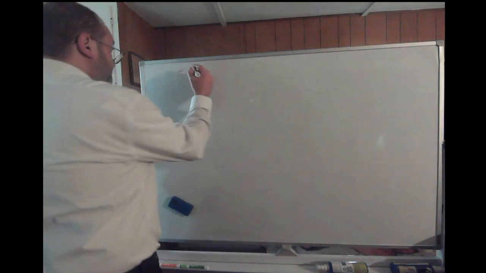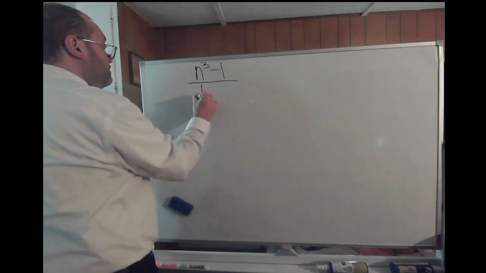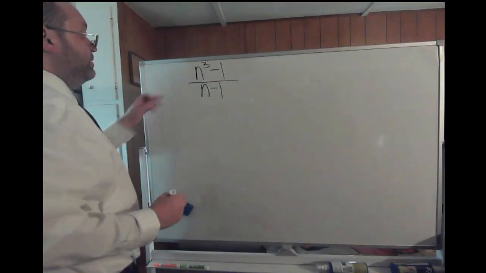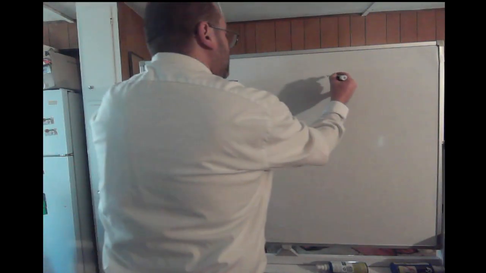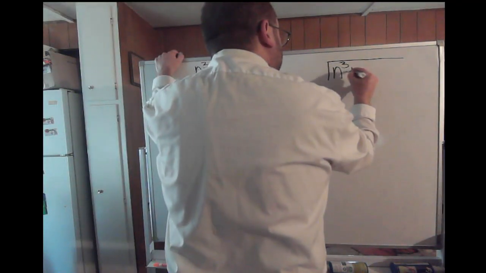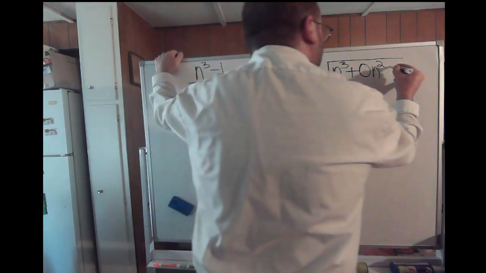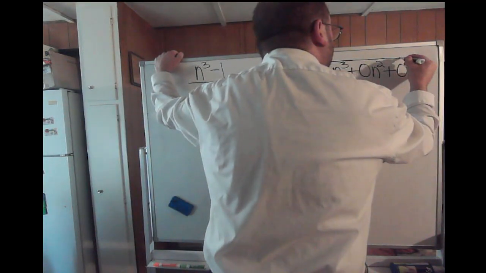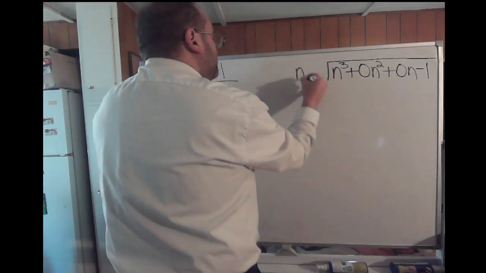How about this one? We have n to the third minus 1 all over n minus 1. Well, let's go ahead and set up our dividend here. We have n to the third, but we have no n to the second term, so that'll be 0n to the second. We have no n to the first term, so we'll also have plus 0n. But we do have a negative 1 term, so we'll keep that in the dividend, divided by your divisor of n minus 1.